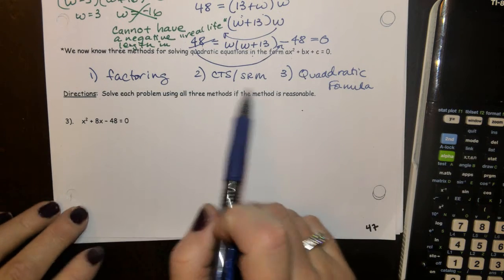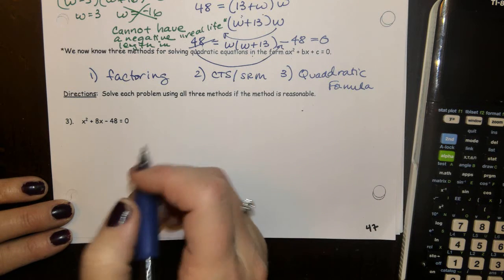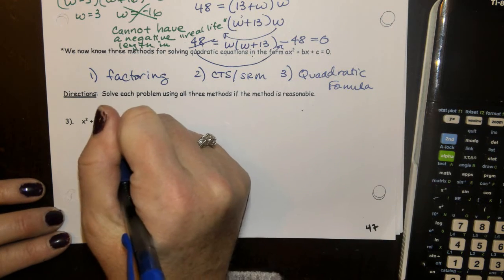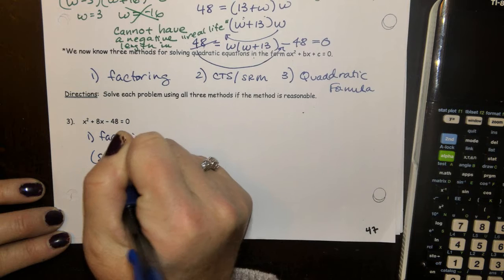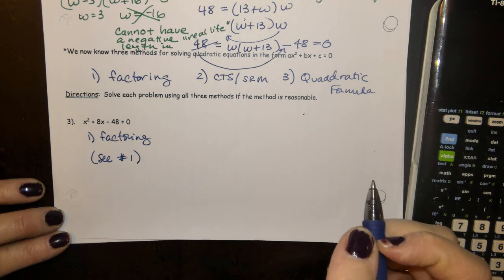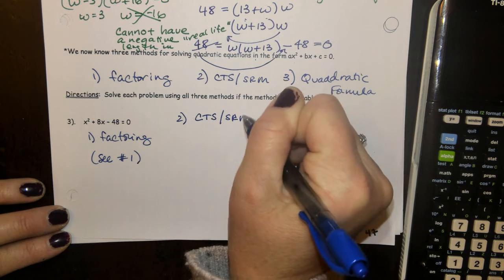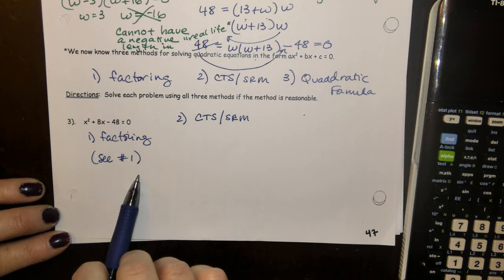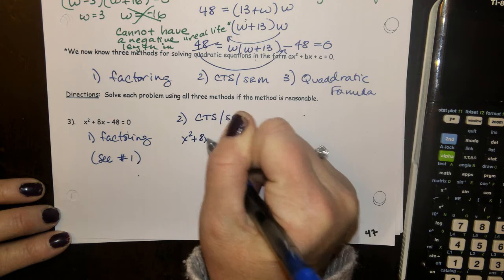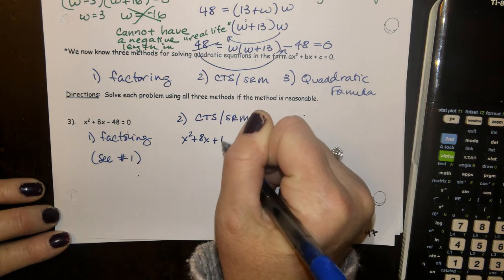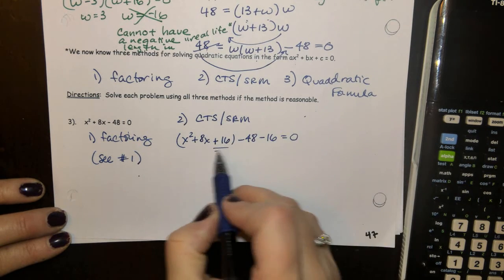Okay, so this one we just solved upstairs by factoring. So I'm going to say factoring, see number 1. The second way is completing the square. If your partner did it by factoring and you love completing the square, and some of my students do, all you do is take half of 4 squared is 16, minus 48 minus 16 equals 0. We've been completing the square for a while.